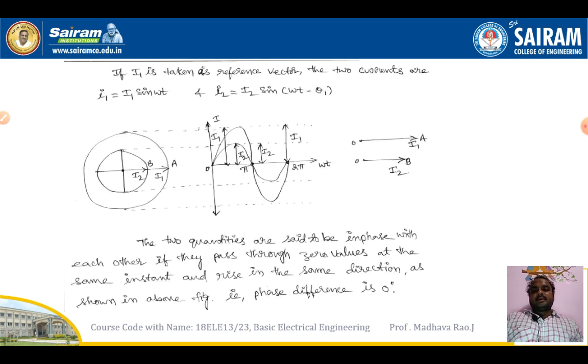Here we are taking two current waveforms, I1 sin omega t and I2 sin omega t, both in phase, with no phase difference. So the two quantities are said to be in phase with each other. The phase angle is 0 degrees if they pass through zero values at the same instant and rise in the same direction, as shown in the figure.